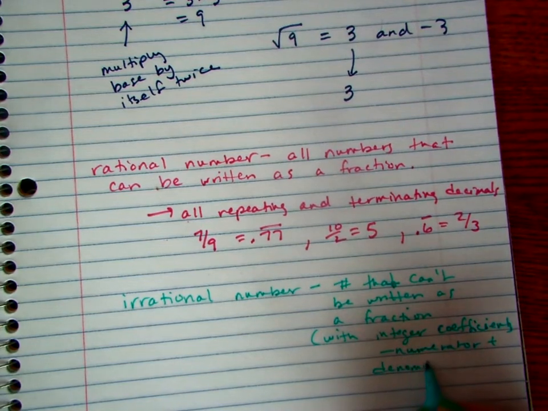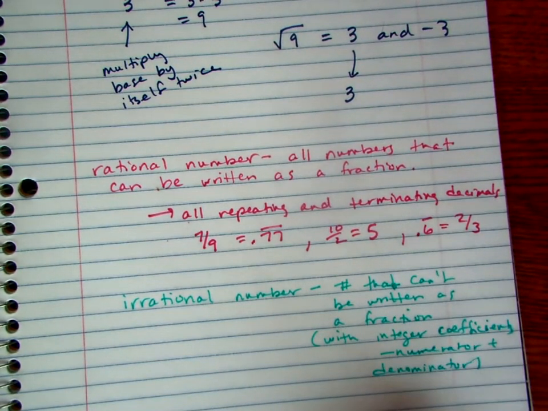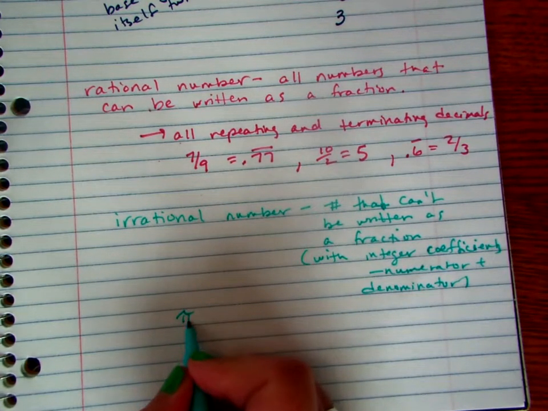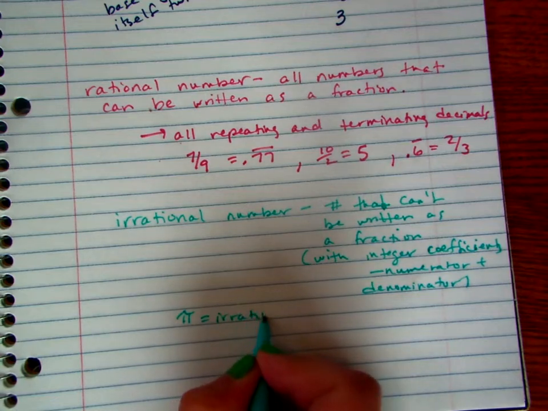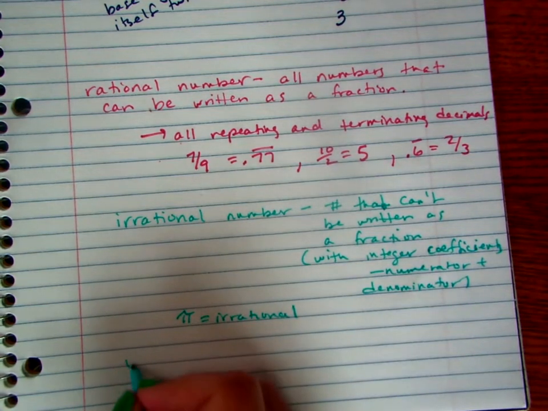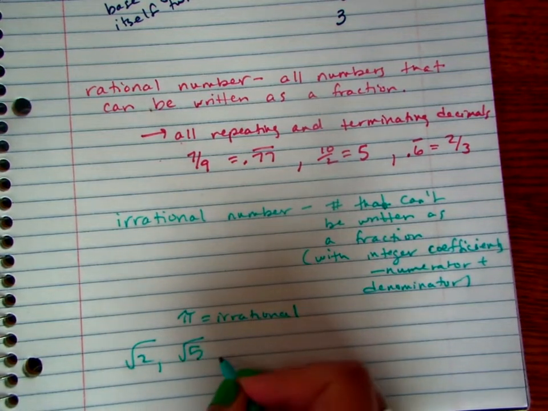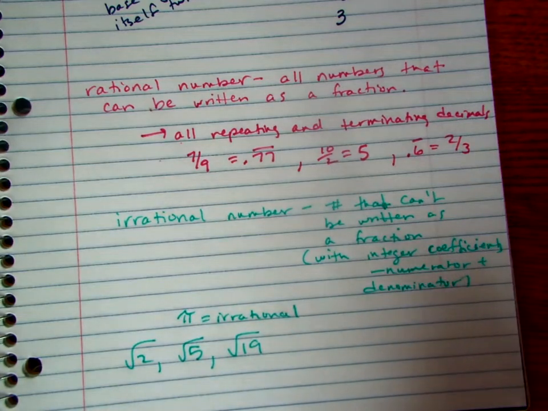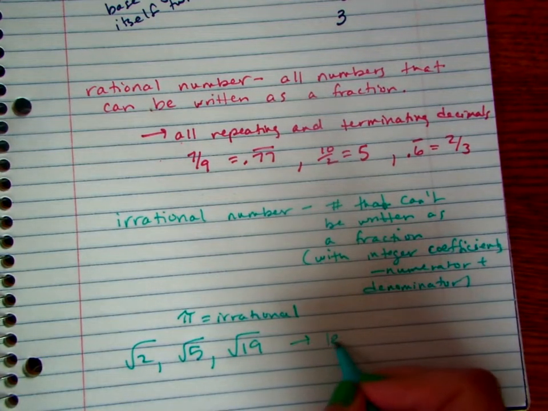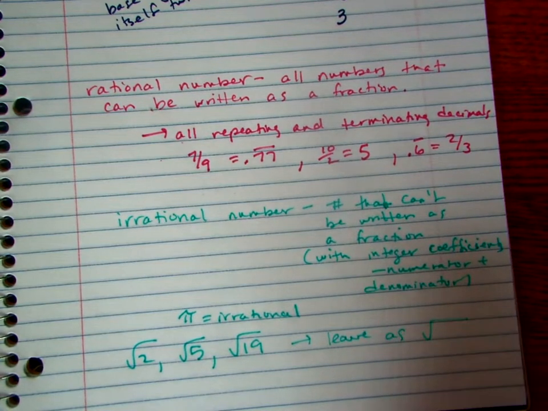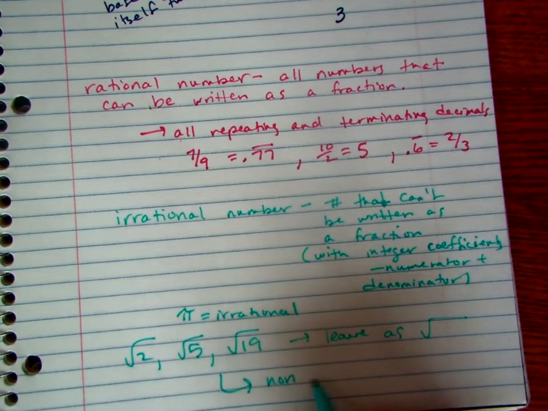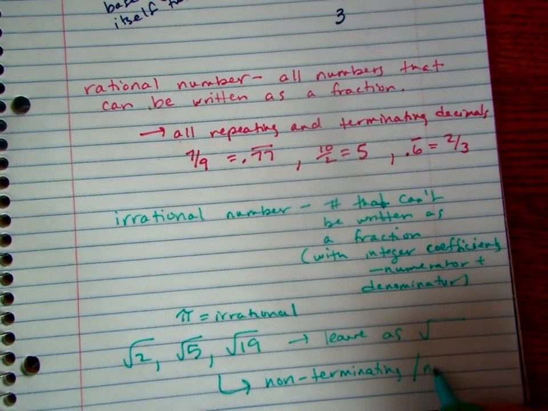Okay, and why is this important? Because when we do the Pythagorean theorem, many numbers are going to be like this. So, for example, pi is an irrational number. But also things like square root of 2, square root of 5, square root of 19. And we're going to be using these types of numbers. And so basically, just leave them as a square root rather than trying to find a decimal, because these are non-terminating and non-repeating decimals.